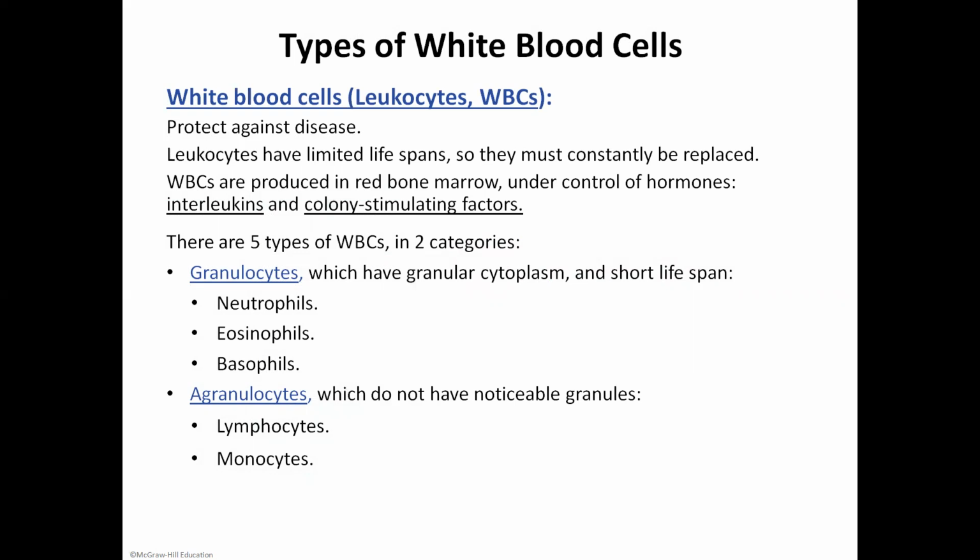Now there's two major categories and 5 different types. Granulocytes and agranulocytes are the 2 categories. If you hear granulocytes, think about little granules. They have a granular cytoplasm, so you'll see that they look like they have little nitty gritty pieces to them. And they have a pretty short lifespan. They live a couple days, anywhere between 2 to 10 days.